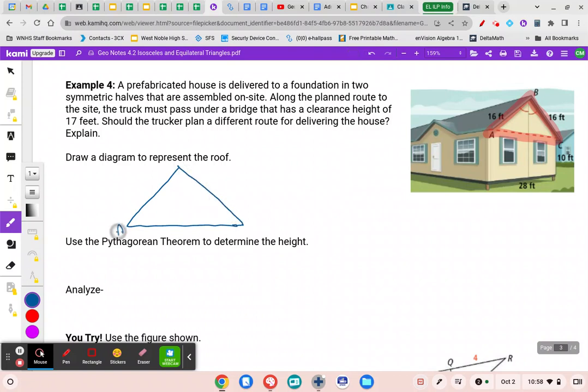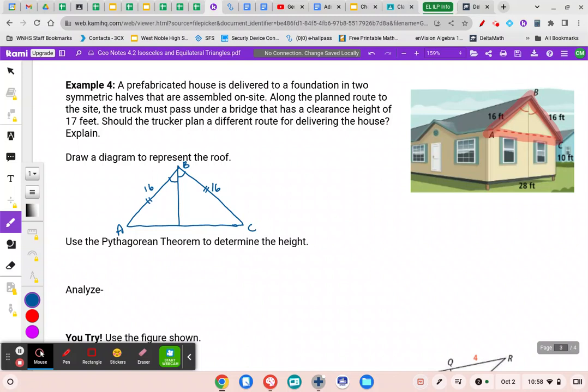So we have A, B, and C, and I'm just going to fill in everything I know. I know it's split down the center here. Sorry, my picture is not the greatest. It's also marked that these two are congruent. It's marked that these are both 16 feet, which means they are also congruent.